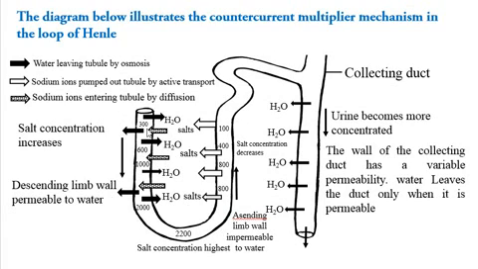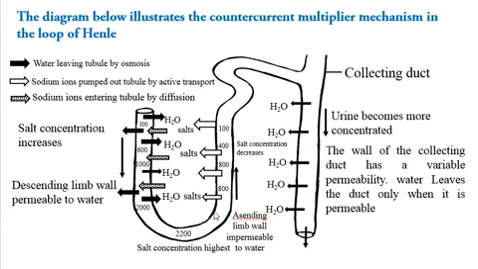Because more water moves out of the filtrate by osmosis, the concentration of the filtrate increases, as you can see, from 300, 600, 1000. Therefore, concentration increases until it reaches the hairpin bend, where we have the highest concentration of the filtrate.